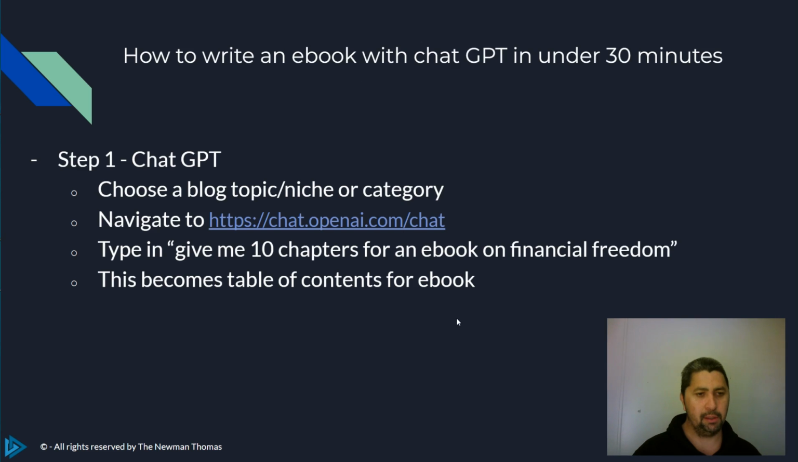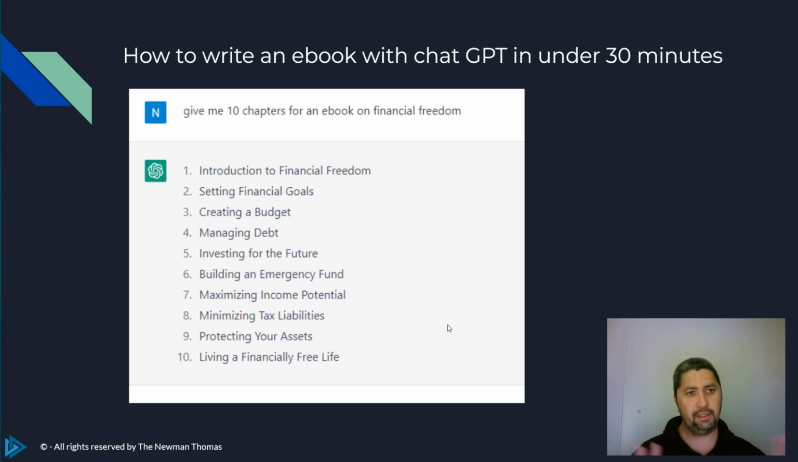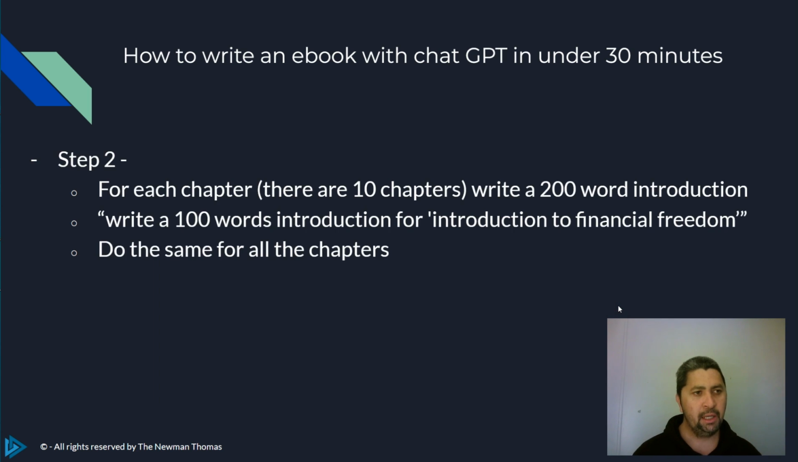Now let's go back to our slides. I did this before. These are some of the 10 chapters for an ebook on financial freedom. Now step number 2 is for each of those chapters. In this case, there are about 10 chapters. You can have 20 chapters, whatever you want. We're going to write a 100 words introduction for introduction to financial freedom, and then we're going to do the same for all the different chapters.